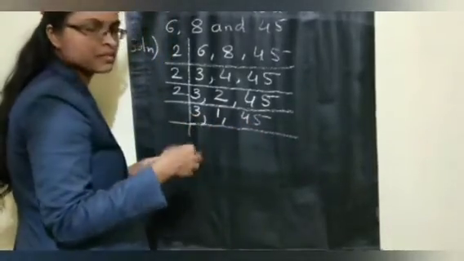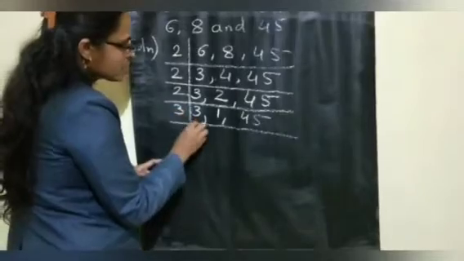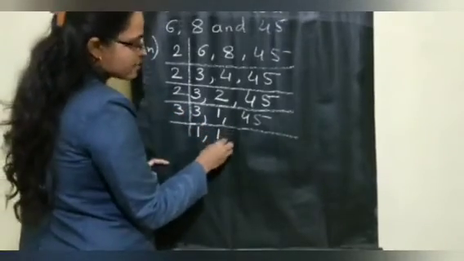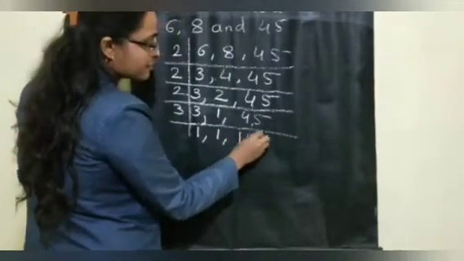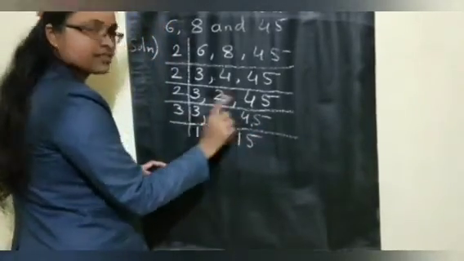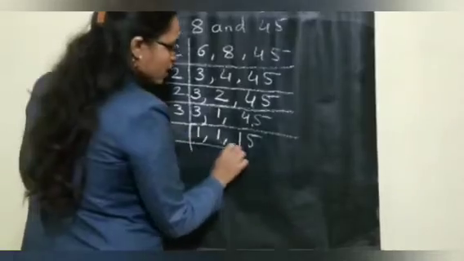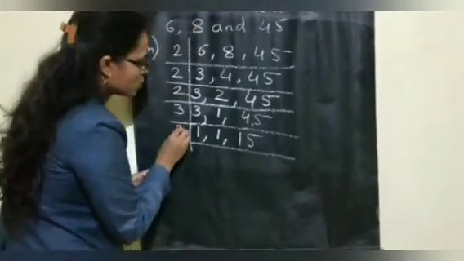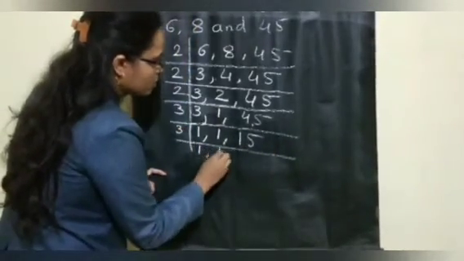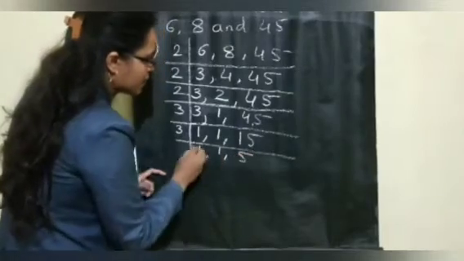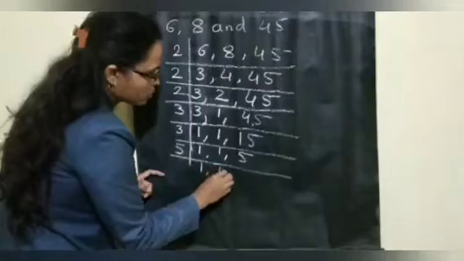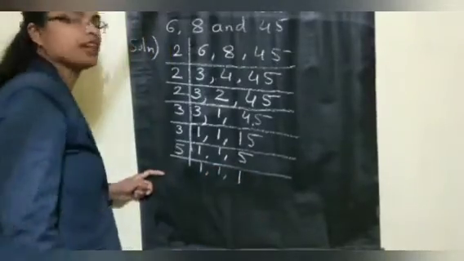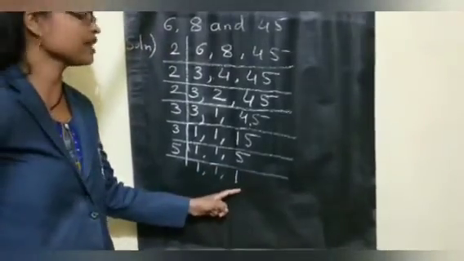Go for the next prime number, that is 3. 3 1s are 3. 1 as it is. 3 1s are 3 and 3 5s are 15. So 15 3s are 45, we get. Still you can divide by 3. So 1 1 and 3 5s are 15. Now you cannot divide by 3. Go for 5 only. So 1 1 and 5 1s are 5. So here we get 1 everywhere.